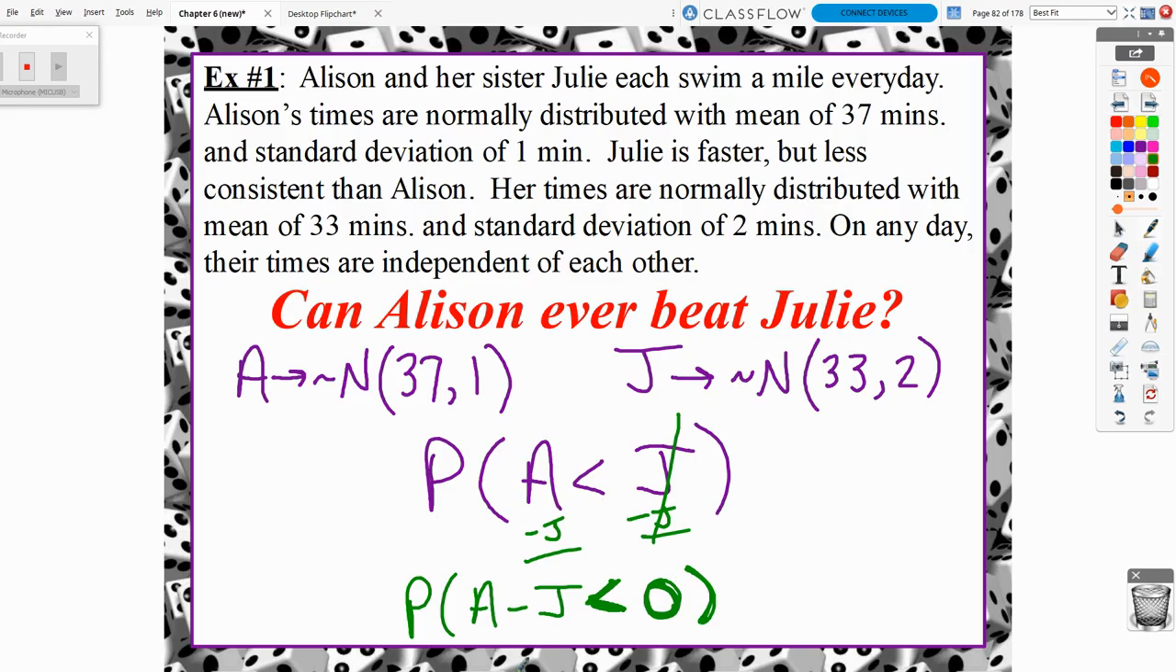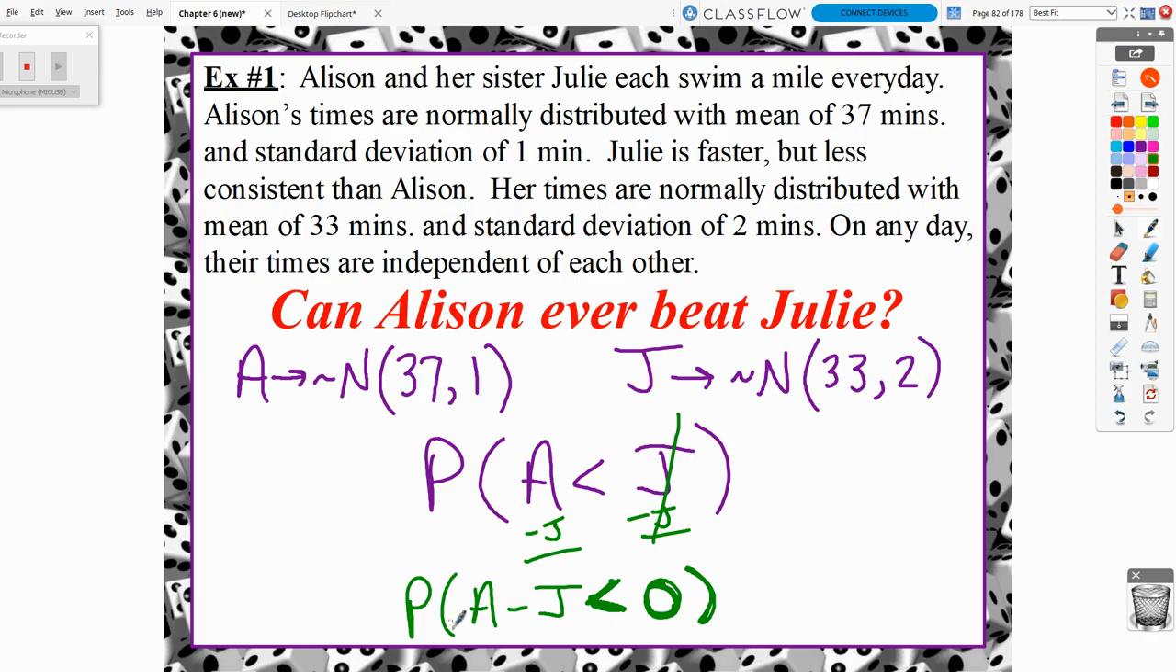Now, if I subtract two normal distributions, Allison was a normal, Julie was a normal distribution, the combined random variable of the difference of their times is still going to be a normal distribution. So that's the main thing to remember here: a normal minus a normal is still a normal distribution. A normal distribution plus a normal distribution is still a normal distribution. It just happens to be a bigger normal distribution.